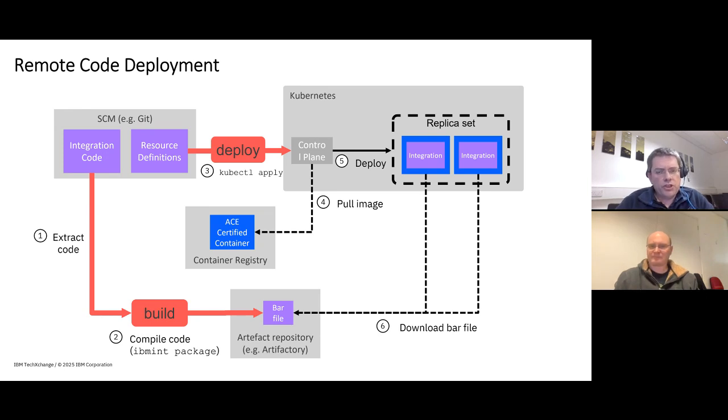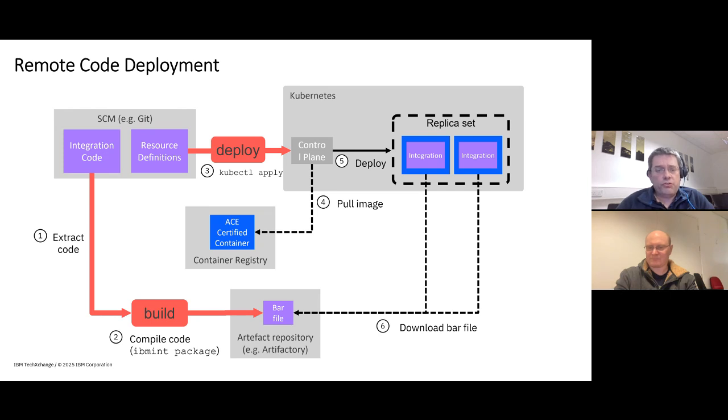So if we think about the different stages that are involved here, we first of all extract code from your source code management system. Maybe it's GitHub, maybe it's something else. And then we build from that code, the message flows, the message models, any ancillary code. We build from that a package, a bar file as we call it. And that bar file can then be placed into your own repository. It could go into Artifactory, for example. It might go into GitHub itself. And then that bar file can then be referenced from your Kubernetes installation.